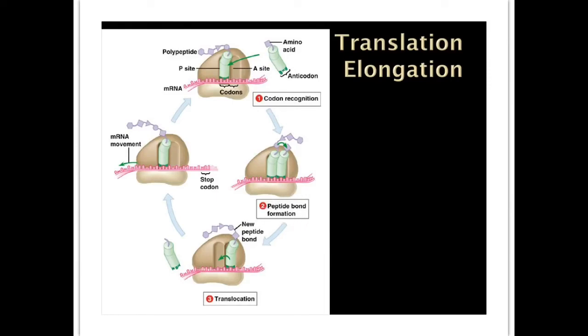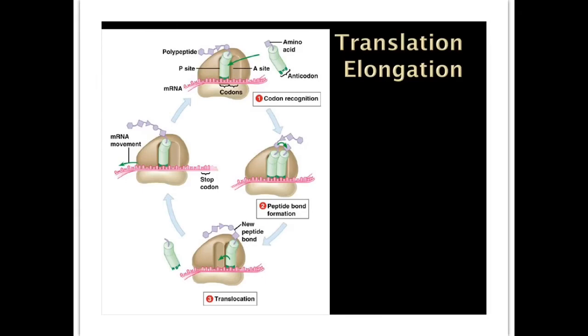Remember, a peptide bond is the name of the covalent bond between amino acids. So I'm going to have a peptide bond formed between this amino acid and then the amino acids that have already been built. This tRNA now, it's empty. It gave up its amino acid. So the empty tRNA will leave. It can be used again. It'll just pick up a new amino acid.